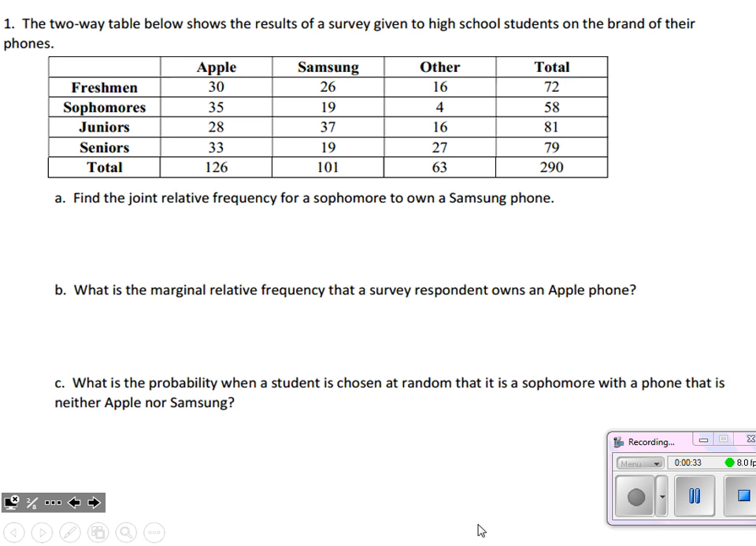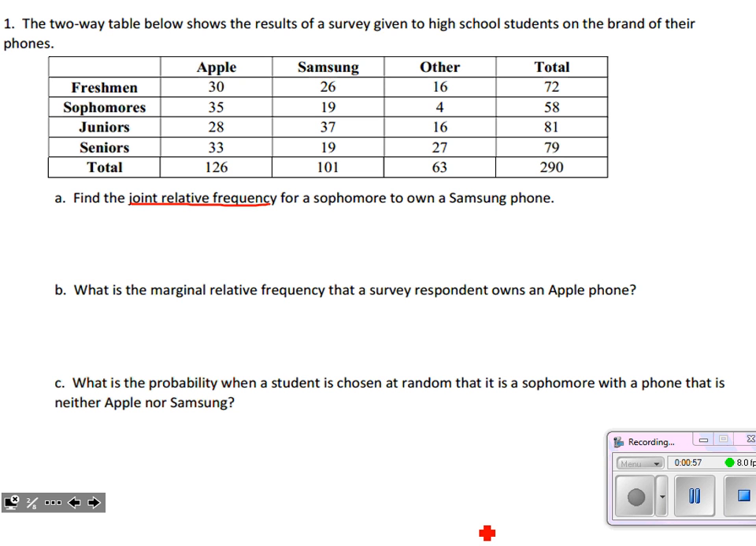Problem number one, here we've got a two-way table showing different levels of high school students and what type of cell phone they have. Letter A says find the joint relative frequency for a sophomore owning a Samsung phone. Well, joint frequency just means anything that's not in the totals, the margins, and if it's relative, it means it's over our grand total.